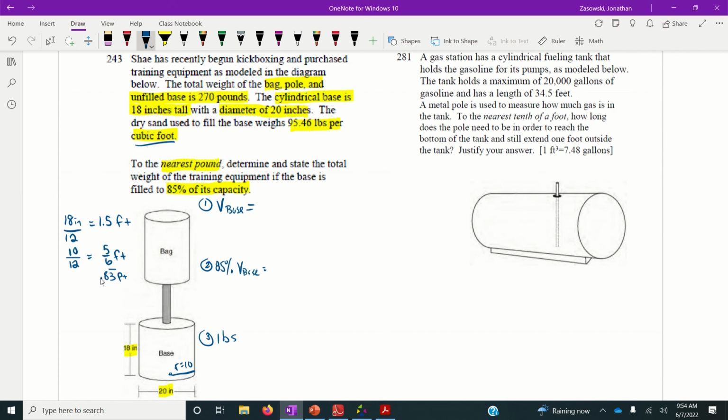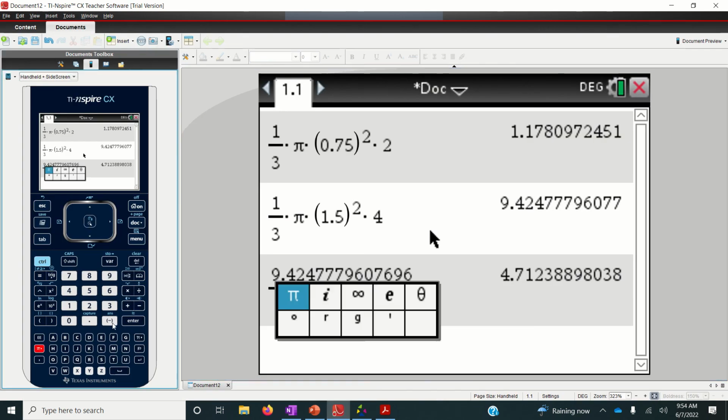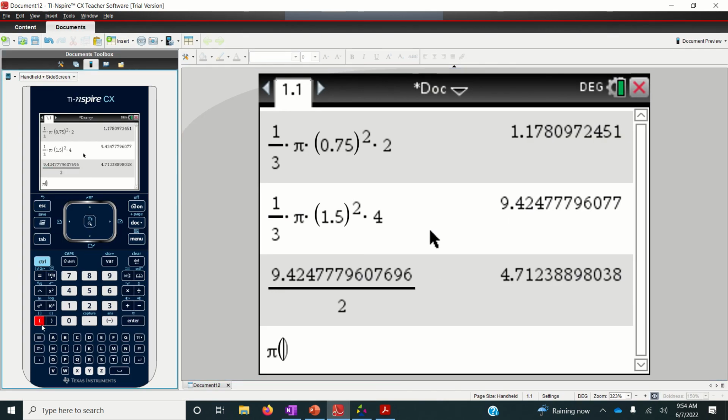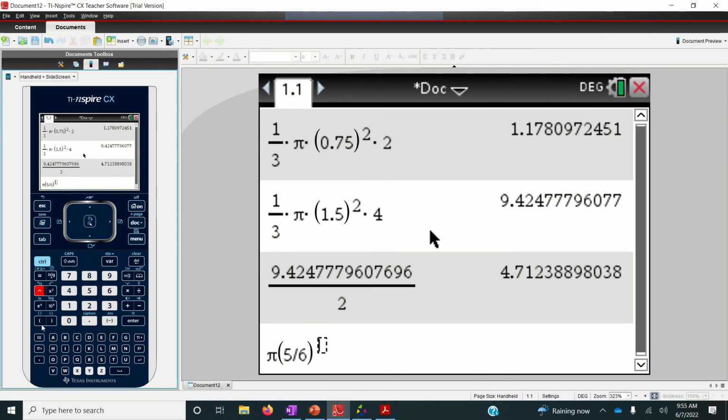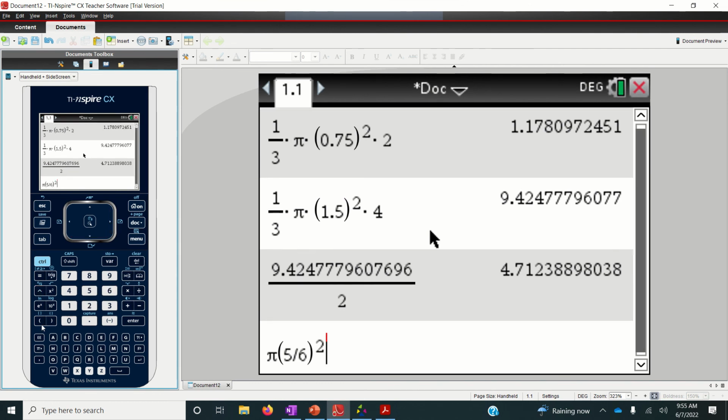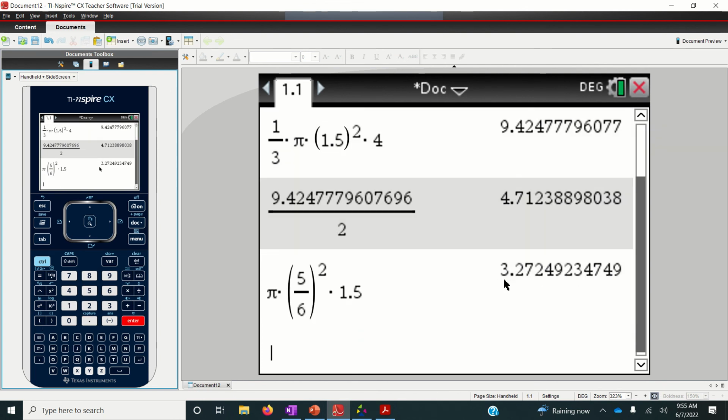So the volume of the base, because it is a cylinder, is pi r squared h, okay? Remember, we did our conversion already. So it's pi, r is 5 over 6, or 0.83 repeating, squared, and h was 1.5 because we're in feet. Okay, so let's get this crazy number. So we're going to go pi, r, we said was 5 over 6. We are squaring that number, and then we're multiplying it times 1.5.